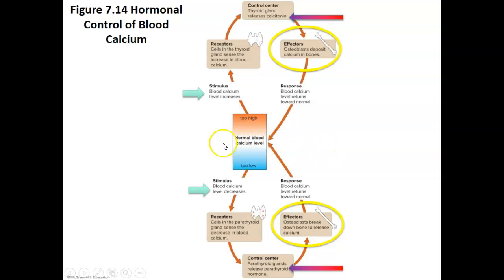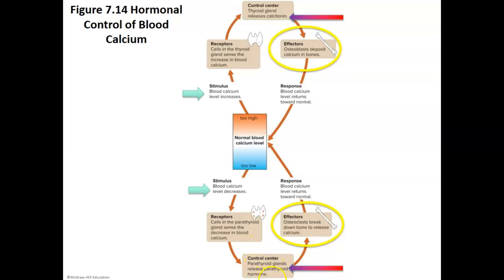However, remember, your endocrine system functions slowly. It's slow to turn on, it's slow to turn off. So even though we have sensed normal, calcitonin's still working for a little while, so we might drive blood calcium levels a little too low. That's okay, because you have other glands, your parathyroid gland, that's going to sense the decrease in the blood calcium.